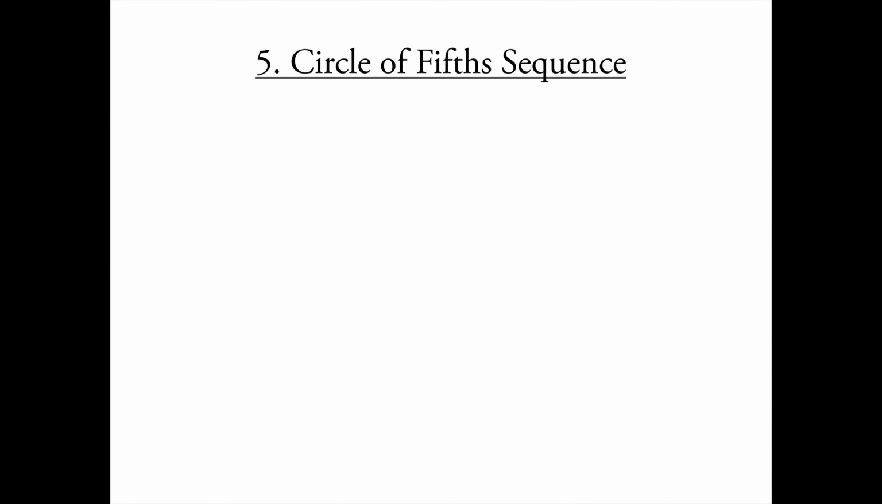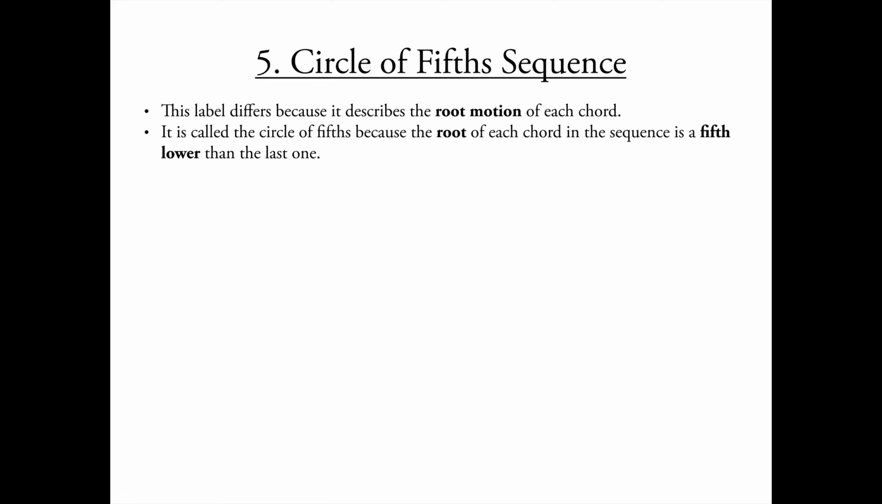We will discuss one more type of harmonic sequence that has an additional name, the circle of fifths sequence. It's extremely common. This label differs because it describes the root motion of each chord. It's called the circle of fifths because the root of each chord in the sequence is a fifth lower than the last one. Each copy always descends by step, so the circle of fifths is a type of D2 sequence.